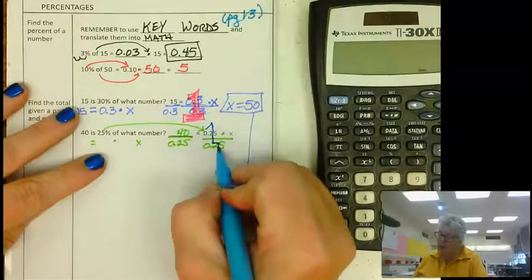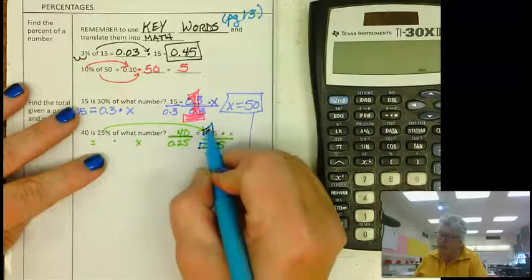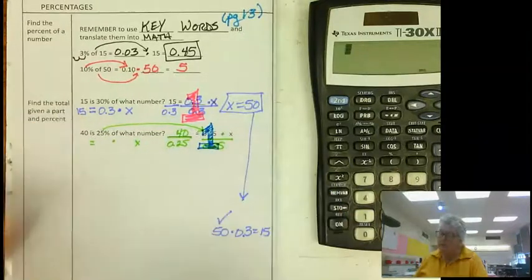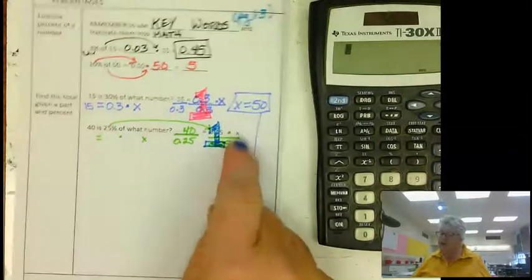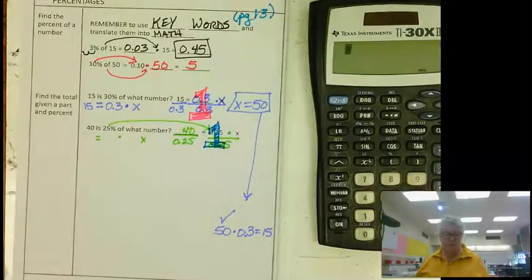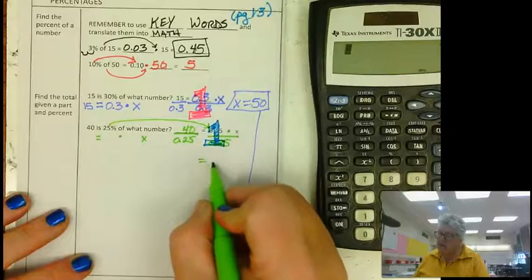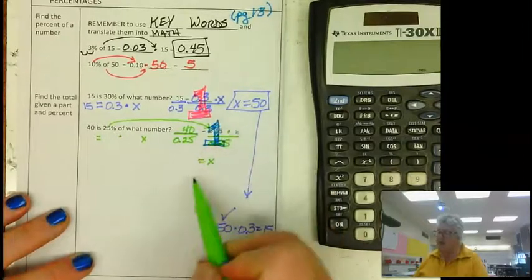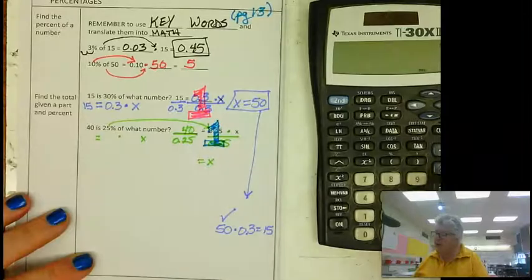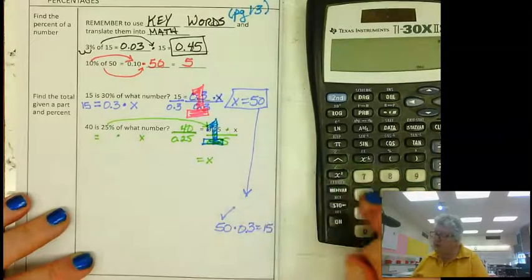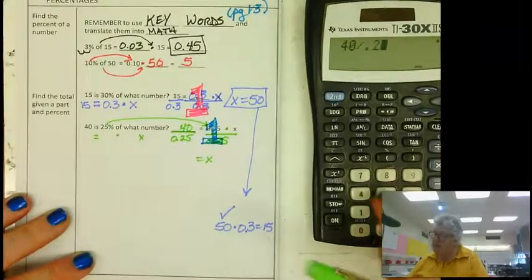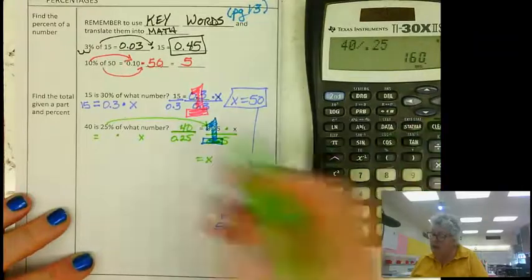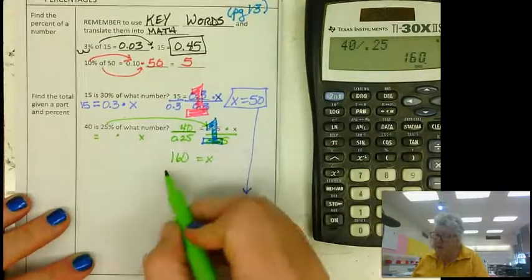Okay? So again, this is a big, giant 1. And then 1 times x is just x. Right? So we've got that equals x. Doesn't matter whether it's x equals or equals x. It's the same thing. And then we're going to do 40 divided by 25%. So decimal 25 equals 160. And then we can do a check.